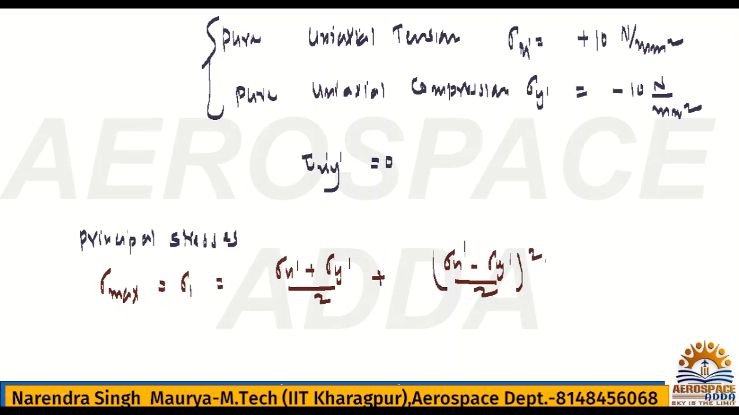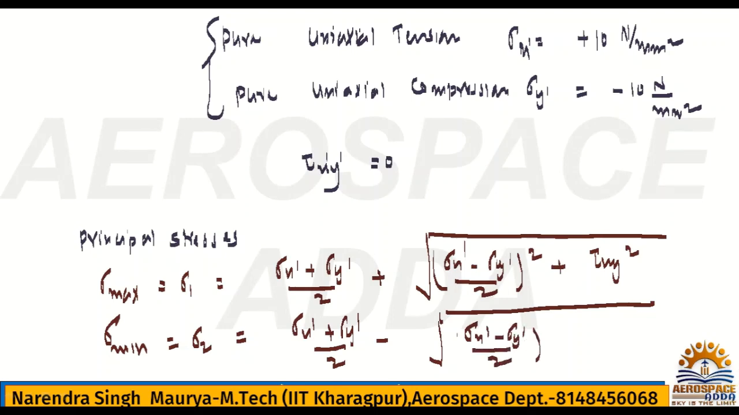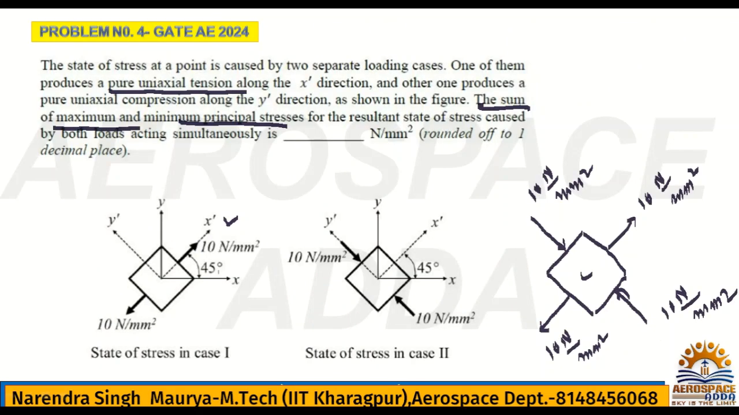plus tau x dash y dash squared. And what is the minimum? It's sigma 2. The formula is sigma x dash plus sigma y dash by 2, because it's a minimum, hence put the minus sign, the square root of the same term plus tau x dash y dash squared. This is also dash, no? Because now the axes have been changed by 45 degrees from x, and for both the states it is changed. So obviously you got a new axis system, that is x dash and y dash.